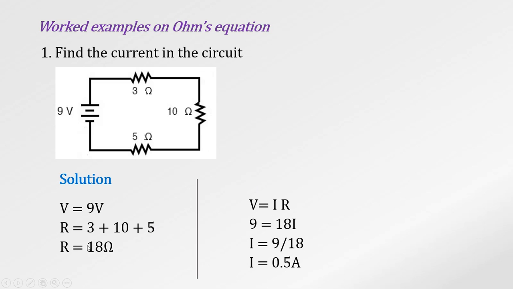Since we now have the total resistance, we shall quote our formula. V is equal to IR. V is 9, is equal to 18, which is R, times I. So therefore I is 9 over 18, and we get 0.5. So this battery here is delivering a current of 0.5 amperes through the resistors.